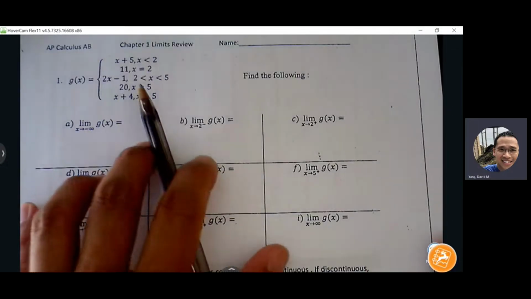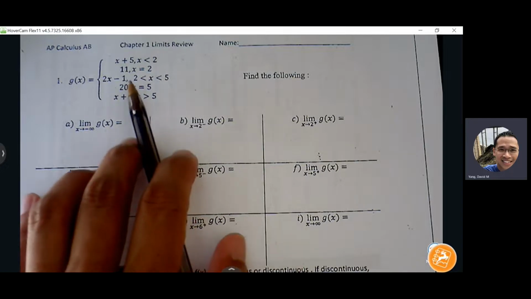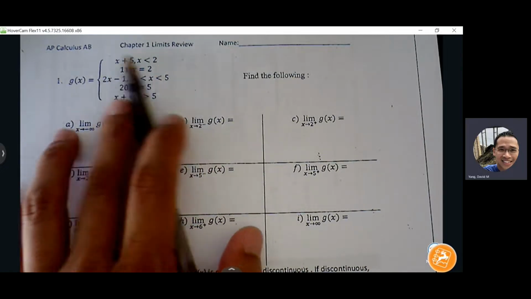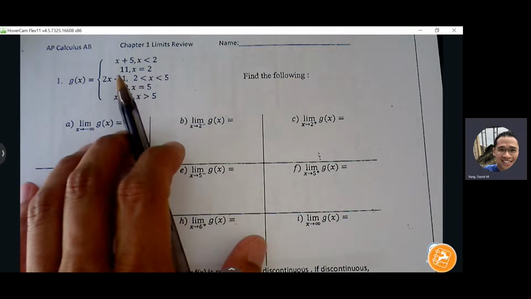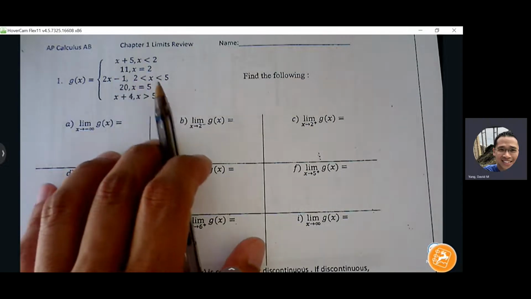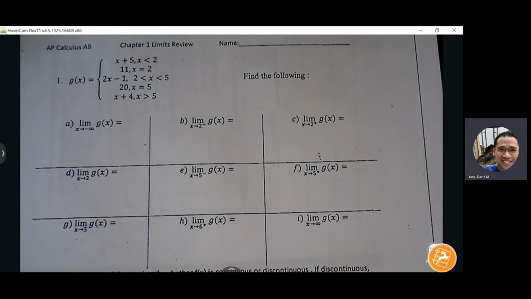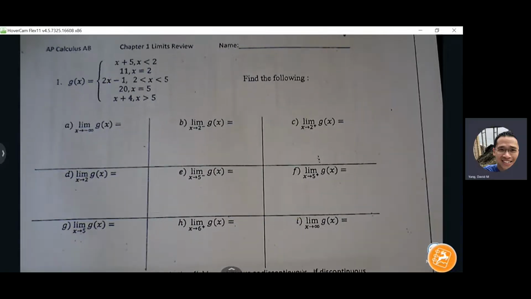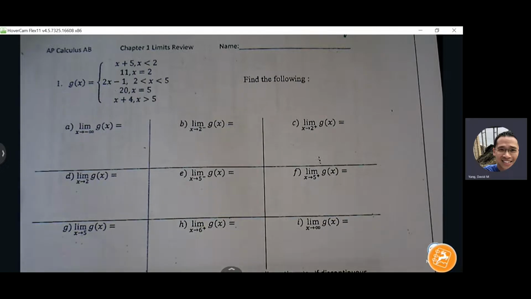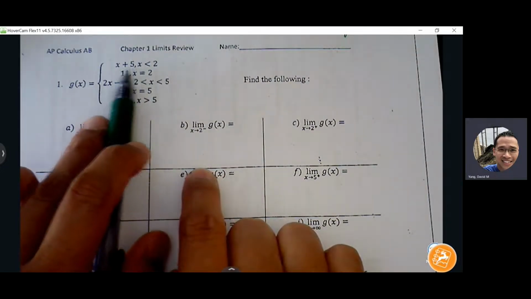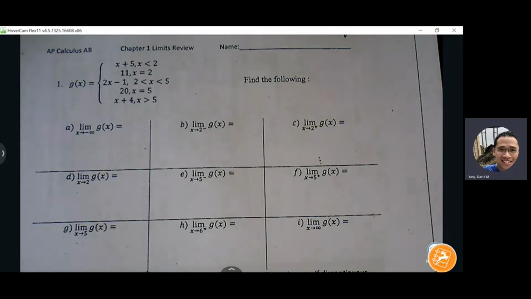I do want to point out a couple of things here before we start. Some of these are connected graphs, but some of these are just ordered pairs, and I want to identify those so that we don't get thrown off by what's being asked of us. So if you look at the first piecewise here, x plus 5, where x is less than 2, is this a connected piece of graph or is it just a point?